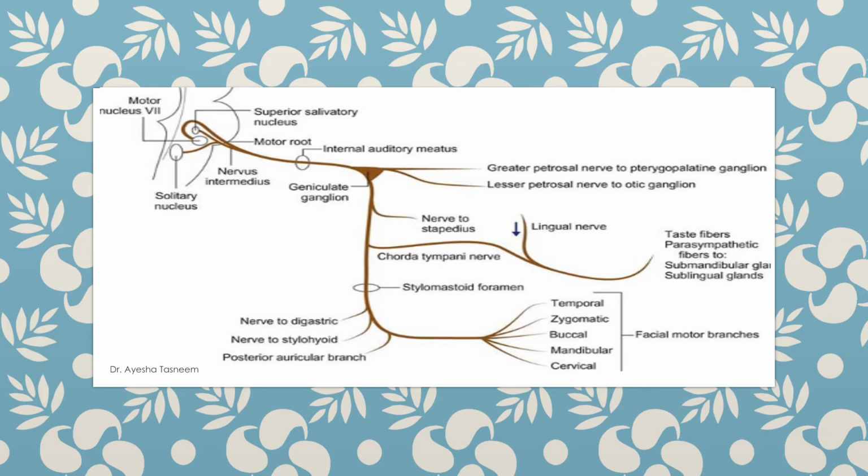Then it enters into the parotid gland, where it divides into two trunks, temporofacial and cervicofacial. The temporofacial further divides into temporal and zygomatic branches, and the cervicofacial divides into buccal, mandibular, and cervical branches. These five are the motor branches that are given to the respective muscles.